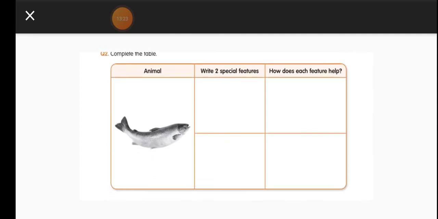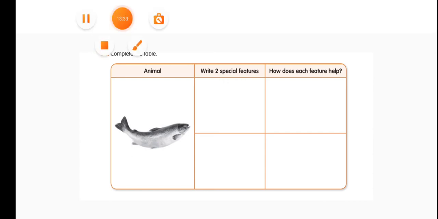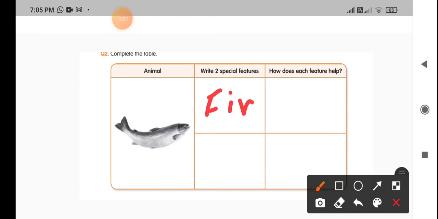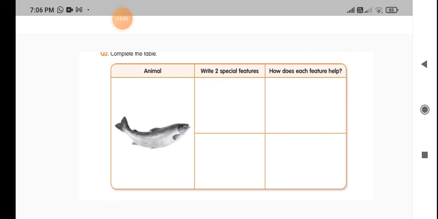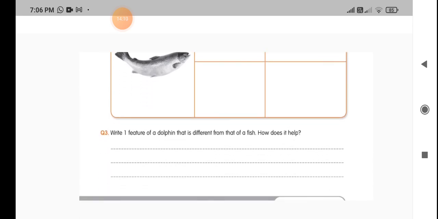And complete the table. Write two special features of the fishes and how they help them to move in water. You can write the special features of the fishes. Till now we discussed that they have fins. You know very well, I need not give any hint to you. Write this and write its use also. The fins and tail help them to swim in the water. So you can write they help them to swim in water. This is just a hint for you. You can write any other feature present in fishes and how it helps them to survive in water. You can write it in this table column.